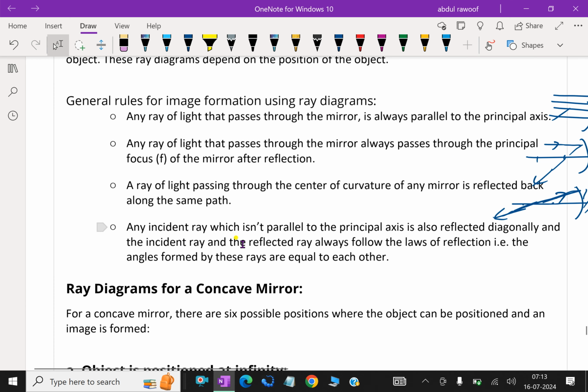Next, any incident ray which is not parallel to the principal axis is reflected diagonally, and the incident ray and the reflected ray always follow the laws of reflection. The angles formed by these rays are equal to each other.